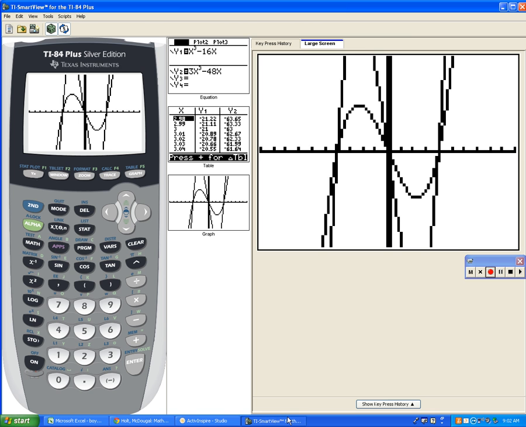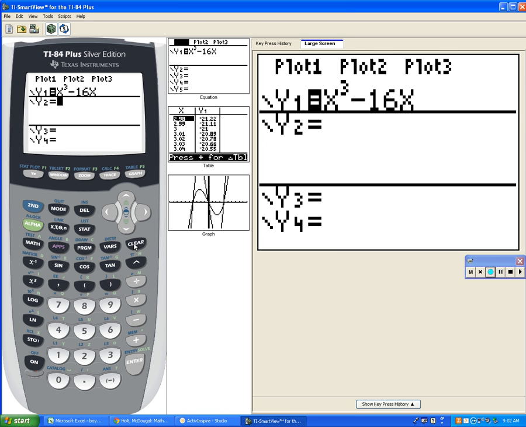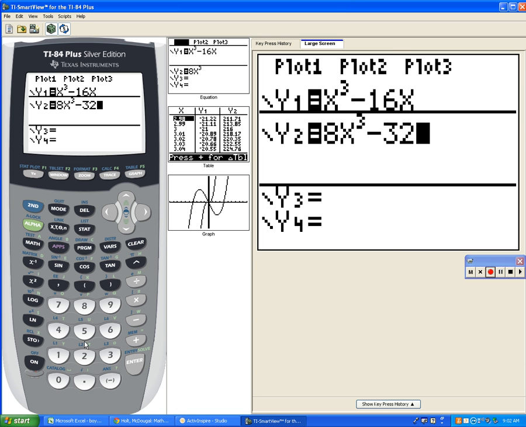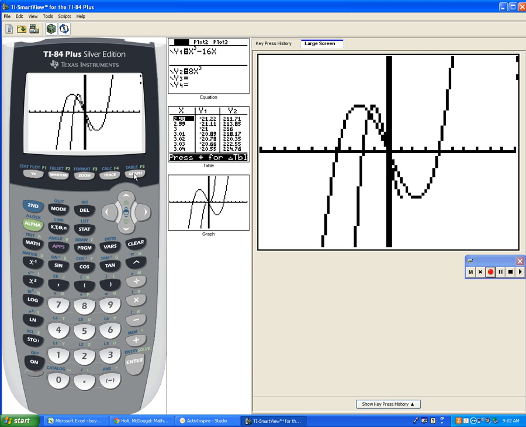So let's take a look at how that looks graphically. This now becomes 8x cubed minus 32x. And if you look at the graph of those, this is a shrink this way. So you should see that all of these things are half as far away from the y-axis as they were before. 8x cubed minus 32x. Okay?